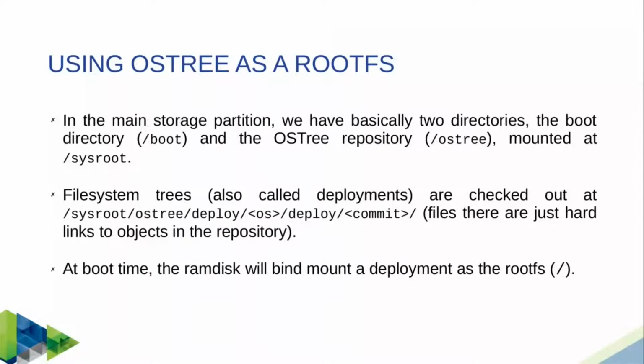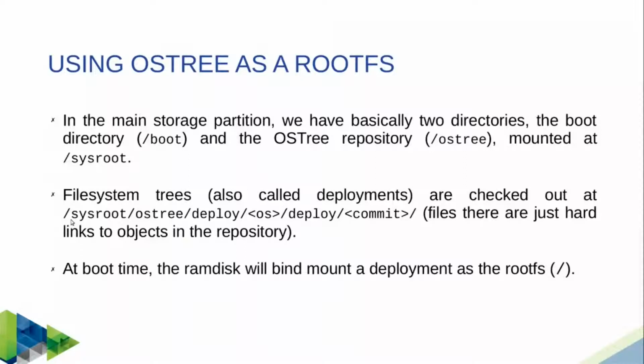So we have basically two directories, the boot and the OSTree directory. In the boot directory, we have boot artifacts like your boot script, your kernel image, device trees, maybe device tree overlays, the initrd, everything that you need to boot the device. And in the OSTree directory, we have basically two subdirectories. We have the repository, and we have a version of the file system checked out. That's what we call a deployment.